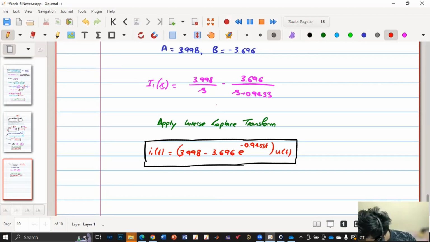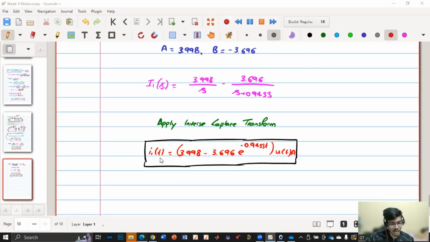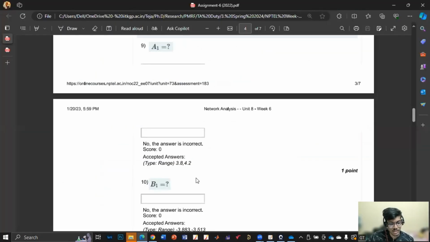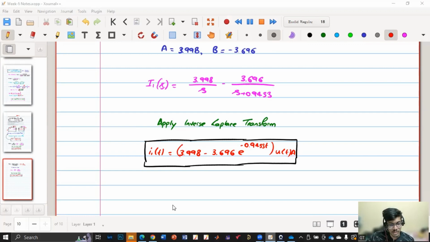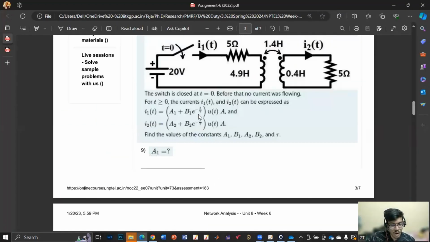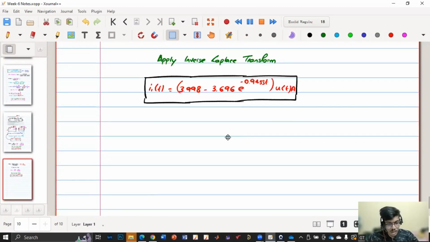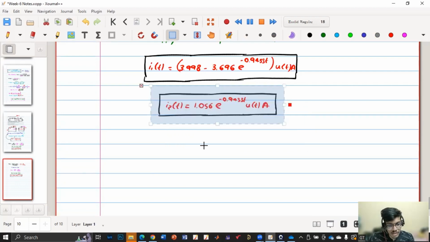Okay, we have the I1 of t as well as the I2 of t expressions. Now I'll check the A1 coefficient, how much are we getting? 3.998, so close to 4. It is within the range. And B1 we are getting minus 3.696, so minus 3.7. It is also within the range. If you see, tau is in the form minus t by tau. So let me just take this, control C, control V. So these are the solutions we are getting. So now what is tau?